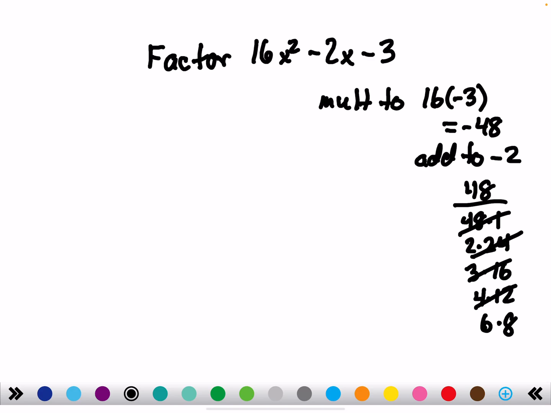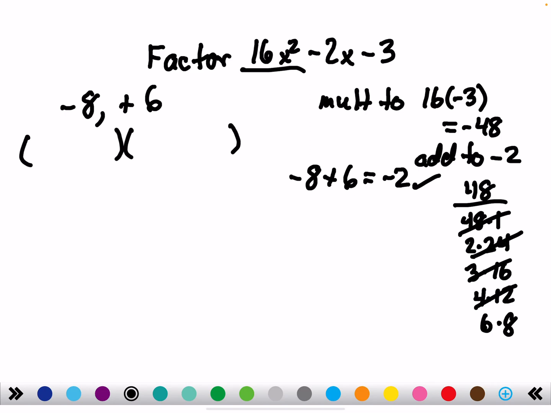They're 2 apart. Now the 2 has to be negative, so that means the larger of the factors, the 8, has to be negative, because negative 8 plus 6 is negative 2. Boom. So our numbers are negative 8 and positive 6. When we write out our factorization initially, the first term is always the leading term with the degree decreased by 1. So instead of writing 16x squared, we write 16x, then minus 8, plus 6.